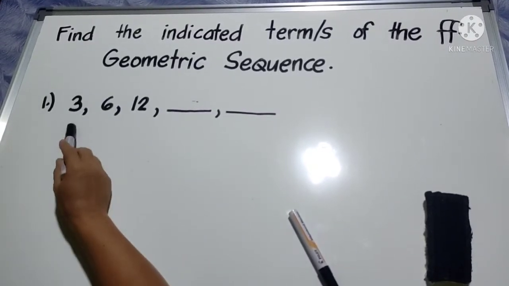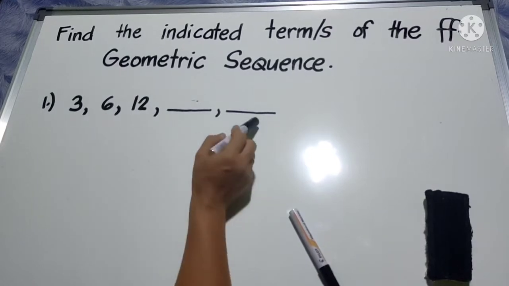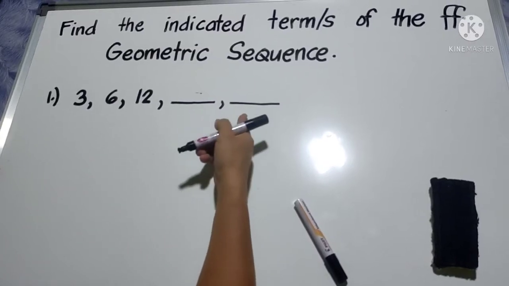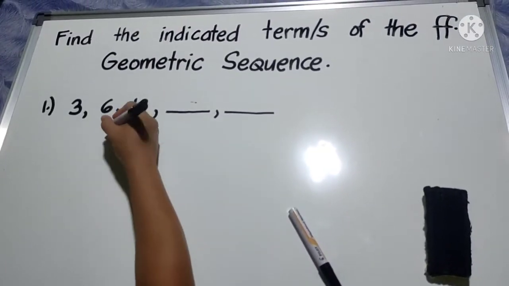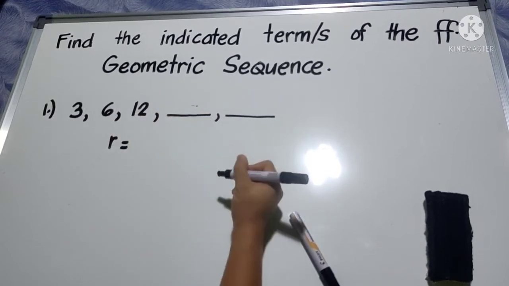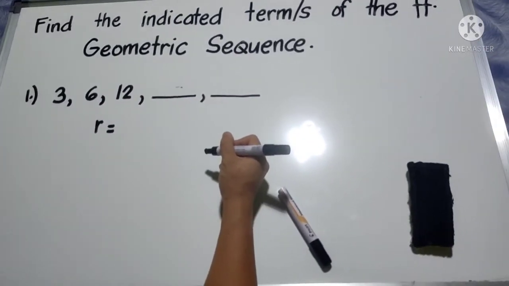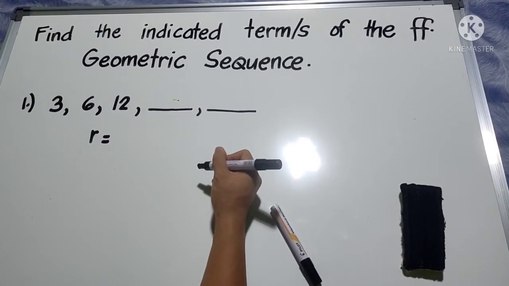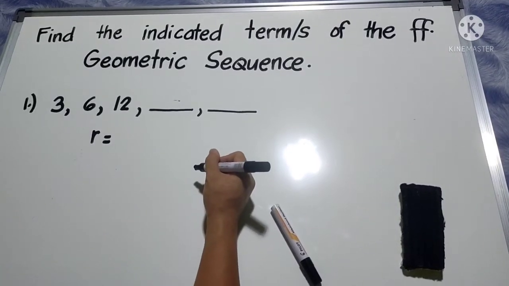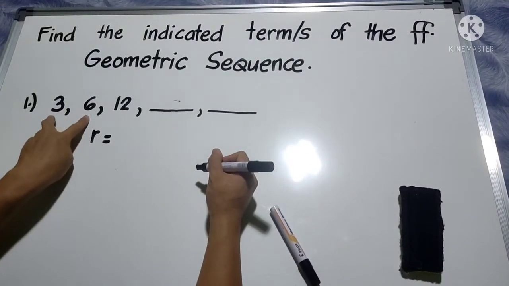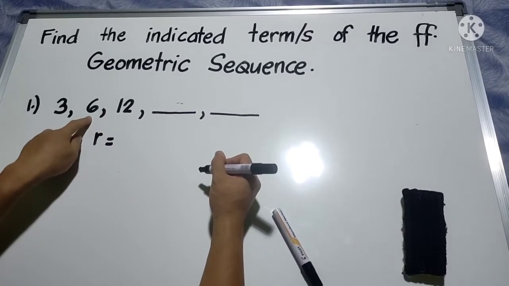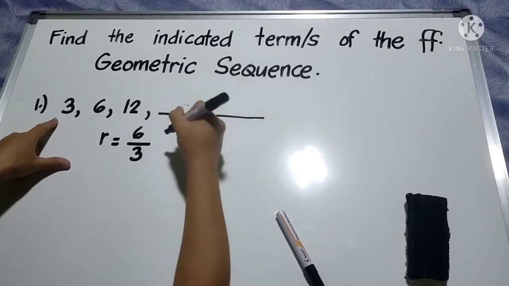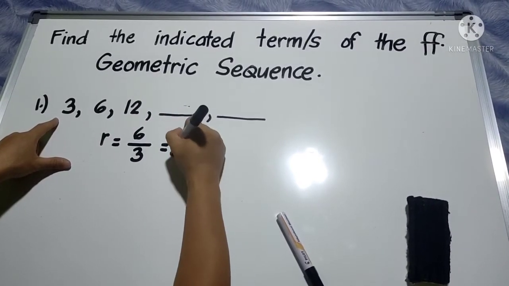We are given 3, 6, 12, blank, and blank. So in this case, to be able to give the unknown terms for this geometric sequence, we need to get a common ratio. And to get a common ratio, all you have to do is choose any two consecutive terms of the given, and then get the quotient or the ratio. For this case, you can have 6 over 3, or you can have 12 over 6. So I'll choose 6 over 3. So 6 over 3, or 6 divided by 3, is equivalent to 2.